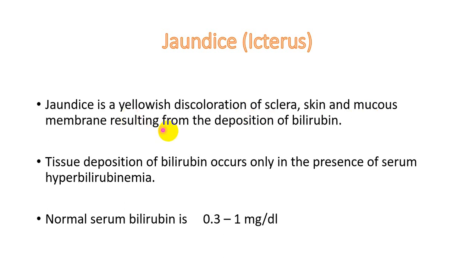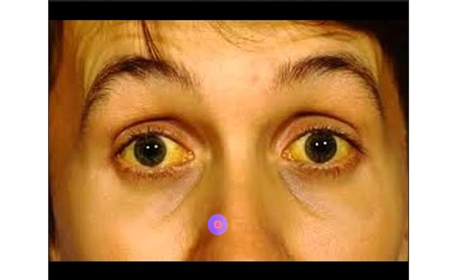This is number one. Number two, bilirubin is normally presented in our body, but only when it's present in a quantity more than normal, when that cannot be handled by the liver, it will deposit in the tissue and causing yellowish discoloration. So tissue deposition of bilirubin occur only in the presence of hyperbilirubinemia. Normal serum bilirubin is about 0.3 to 1 milligram per deciliter. This is an example of patient with jaundice, and we see the sclera is yellow in color.